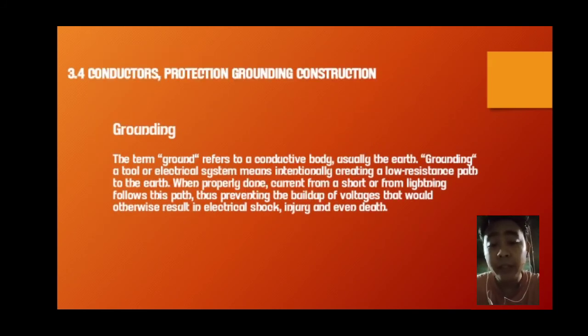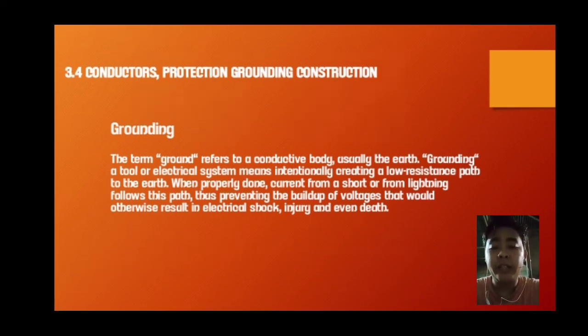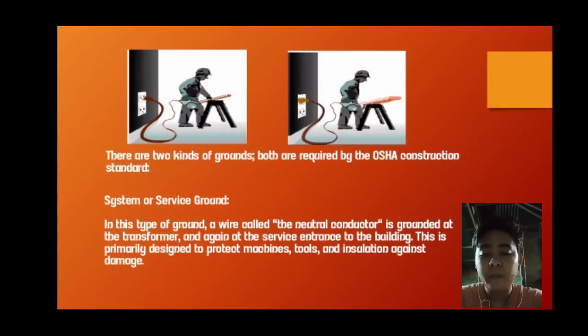Grounding. The term ground refers to a conductive body, usually the earth. Grounding a tool or electrical system means intentionally creating a low resistance path to the earth. When properly done, current from a fault or from lightning follows this path, thus preventing a build-up of voltage that would otherwise result in electrical shock, injury, and even death. There are two kinds of ground. Both are required by the OSHA construction standards.